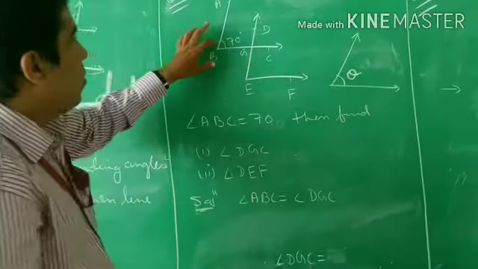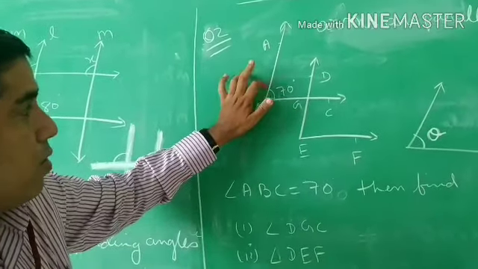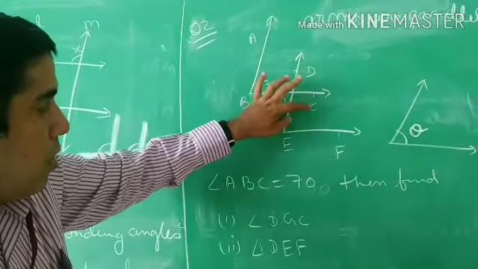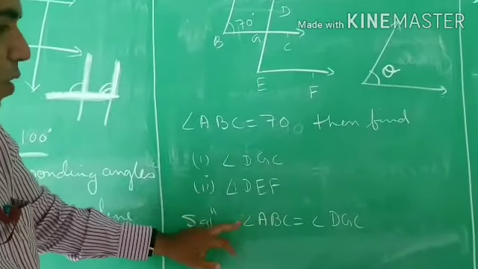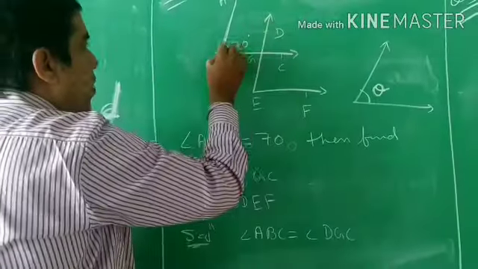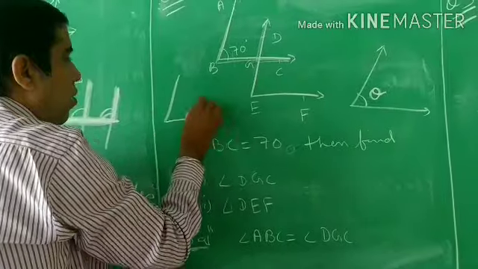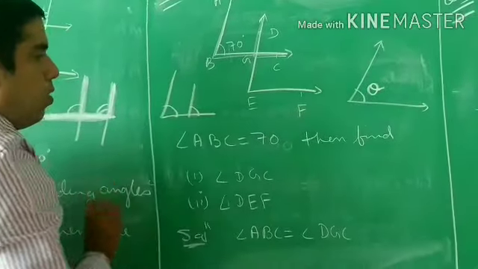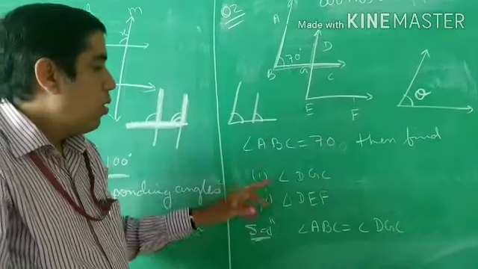Right? So you can see here 70 degree is given here. Now you have to find this angle DGC. See what is angle? Angle DGC, angle DEF. Now angle DGC, you can see here, again it is coming in the form of corresponding angle. If I show like this, you can understand it is corresponding. It is coming in the form of F. Like this only it comes here.